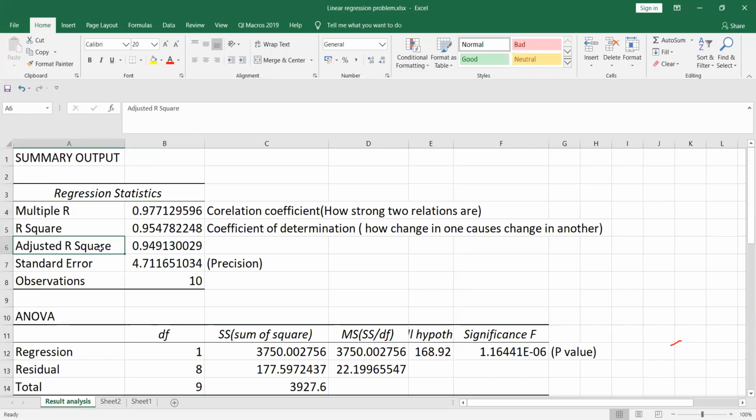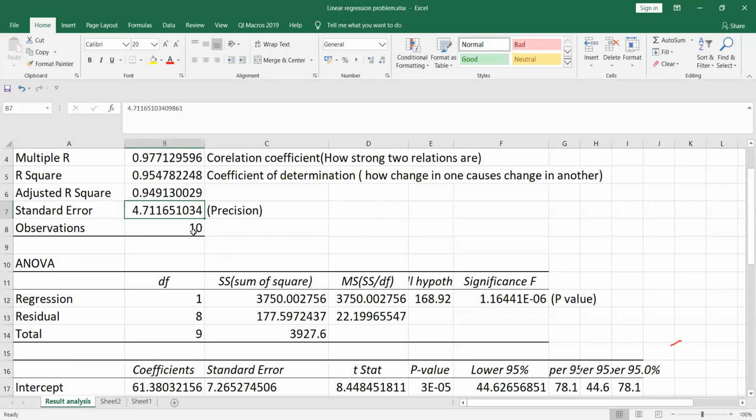Adjusted R square is actually required for multivariate equations, so it is not required at this stage. It has been calculated based on one equation. Standard error is again, hello, can you listen to me? Okay. Standard error is like a standard deviation. It shows how precise your predicted line is compared with the actual line. It is like a standard deviation, but in terms of errors. The number of observations here is 10.